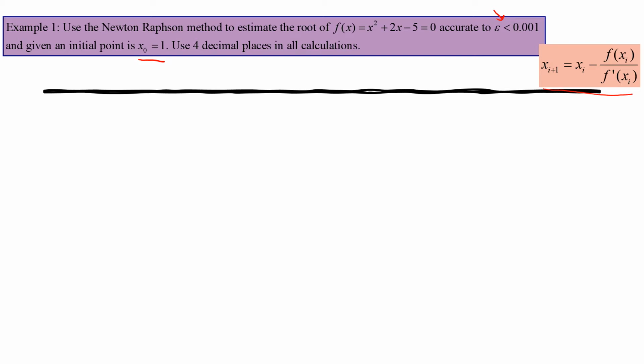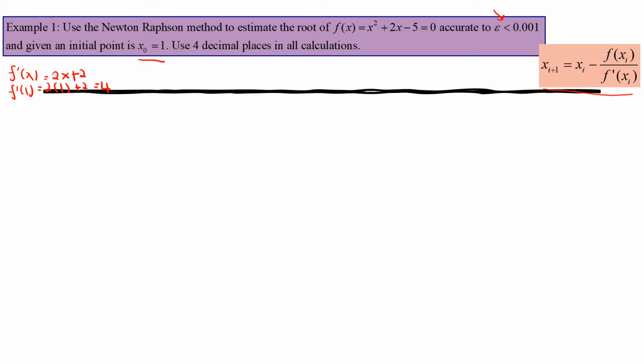First, we have a formula for the Newton-Raphson method, so use it. Differentiate f(x), and you will get f prime of x equals 2x plus 2. Now substitute the initial value 1 in f prime of x. You will get 2 times 1 plus 2 equals 4. The reason why we have to substitute the initial value is that we want to make sure the initial value is suitable to use in the Newton-Raphson method.